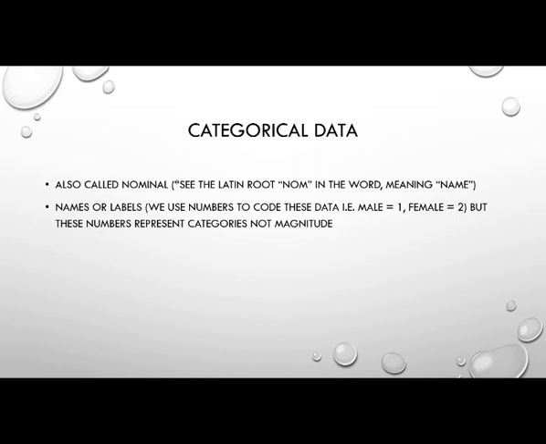These are names or labels that we use. We use numbers to code data. So one, for example, could be male and two is female. But these represent categories, not magnitude. So just because I say male is equal to 1 and female is equal to 2, it doesn't mean there's more or something better in terms of female because there's twice, it's just a label. It's just a way that we tell the computer to count it up, but it doesn't mean quantity there. Okay, it'll become clearer as we go through.